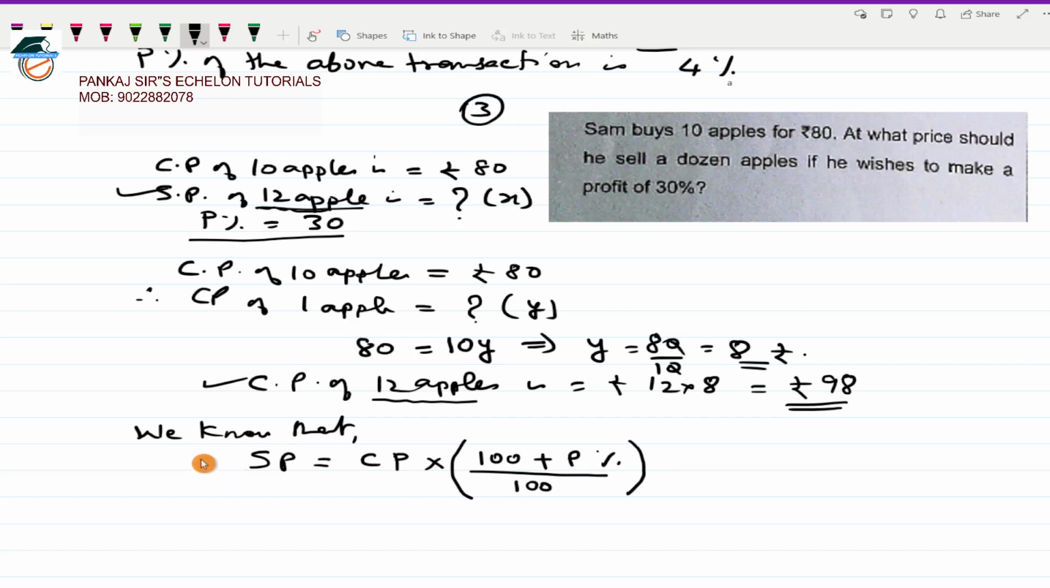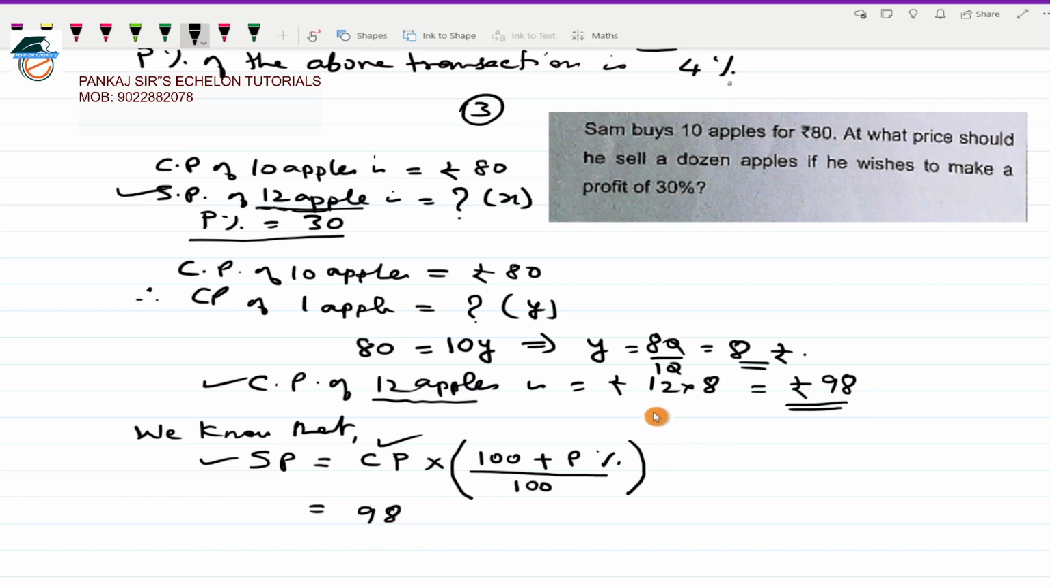When you want to find out the selling price and the profit percentage is given to you, then first you write cost price multiplied by 100 plus profit percent divided by 100. Okay, this formula now I'm going to use. So I want to find out the selling price of 12 apples. So the cost price of 12 apples I will need, and that I have already found out to be 98.